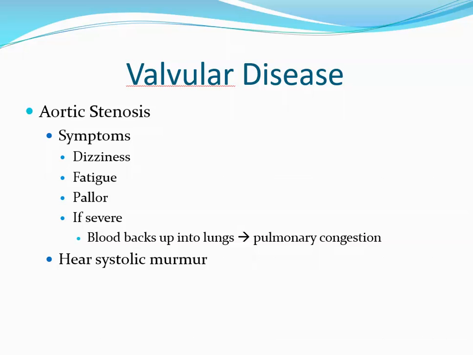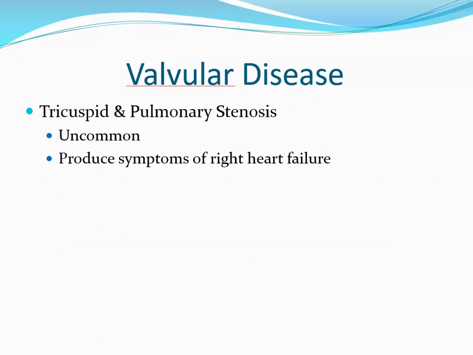These are all due to the decrease in cardiac output. In severe cases, blood can begin to back up into the lungs, resulting in pulmonary congestion. This will typically be heard as a systolic murmur. The other two valves are the tricuspid valve and the pulmonary valve. Stenosis here is uncommon, but if it does occur, it would produce symptoms of right heart failure.